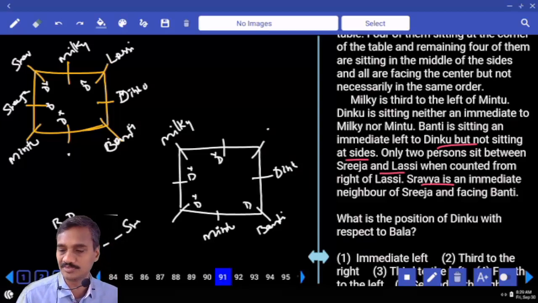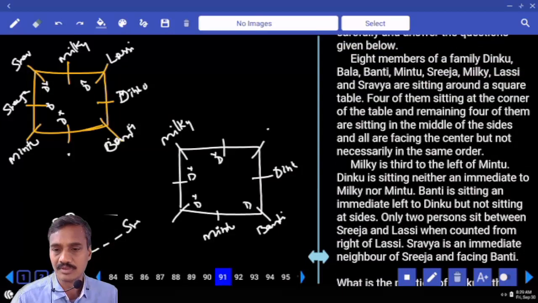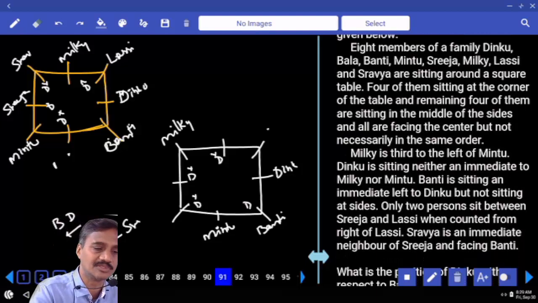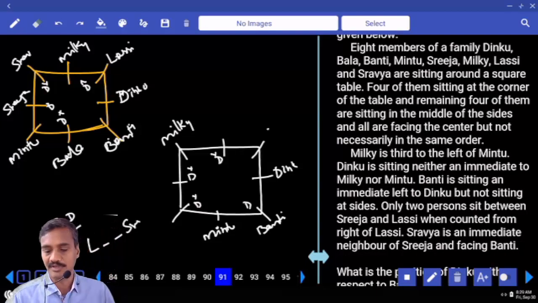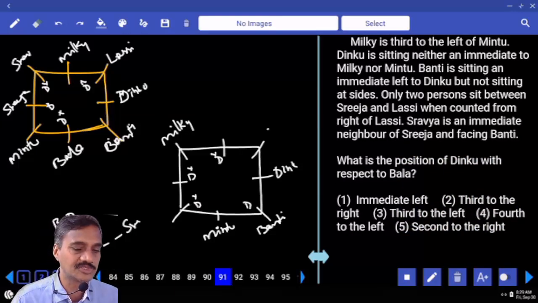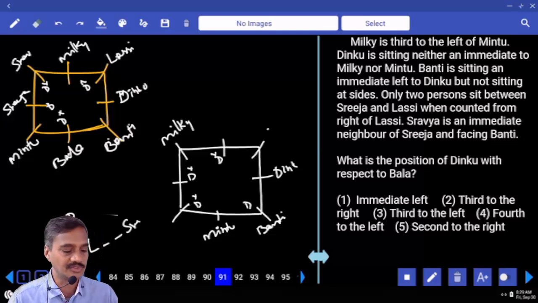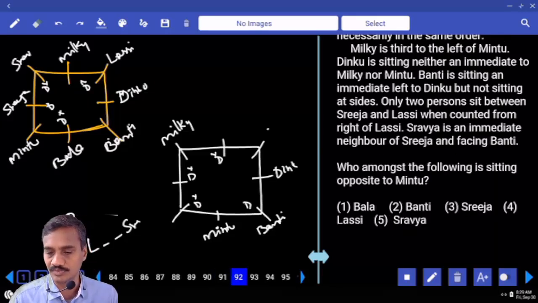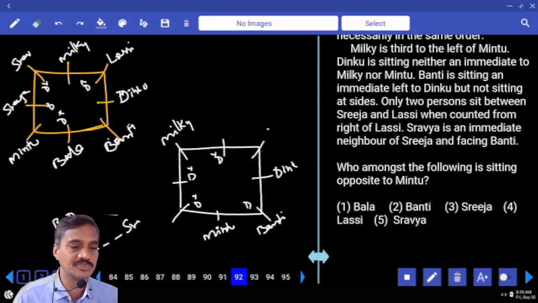ఇంకా మిగిలిపోయింది ఎవరు చెప్పండి? అమ్మా, Bala. Hence Bala must be at this place. Done? And what is the position of Dinku with respect to Bala? Second to the right. Now second to the right, and it is given in choice 5. 92. Who among the following sitting opposite to Mintu? Opposite to Mintu, that is Lassi, choice 4, question number 92.